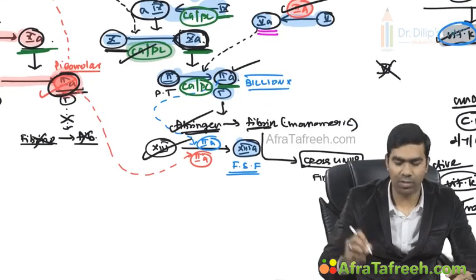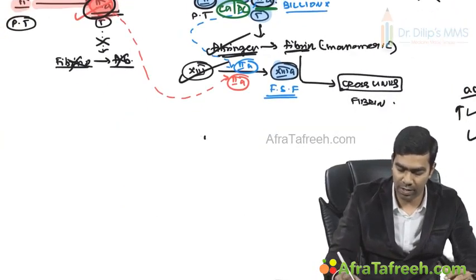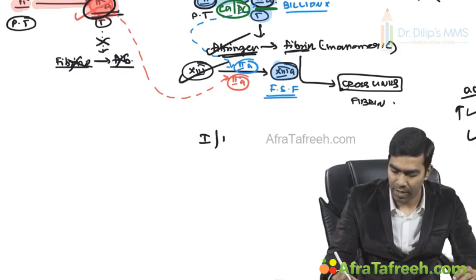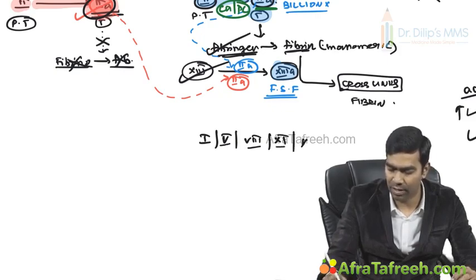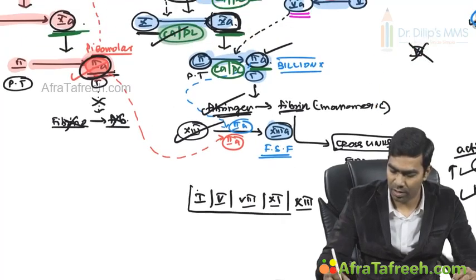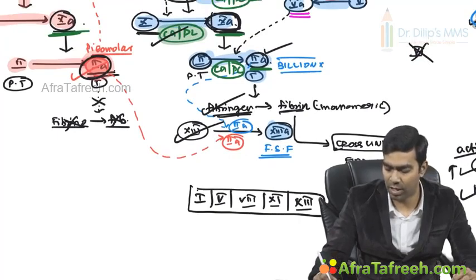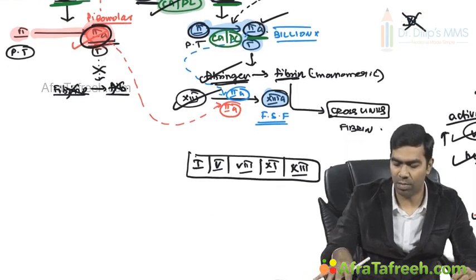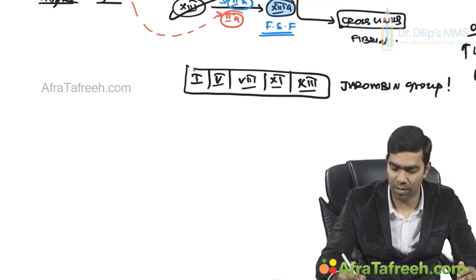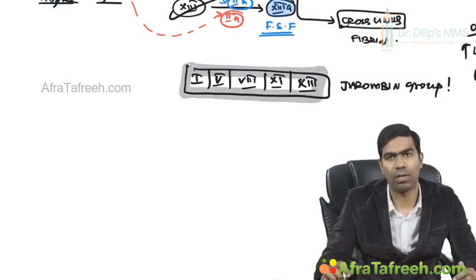Then factor 13 is also dependent on thrombin, which means you can write factor 1, that is fibrinogen, then factor 5, then factor 8, then factor 11, then factor 13. So all these factors are thrombin dependent. That is why these are also referred to as the thrombin group: 1, 5, 8, 11 and 13. This is very important because it is an exam question, the thrombin group.